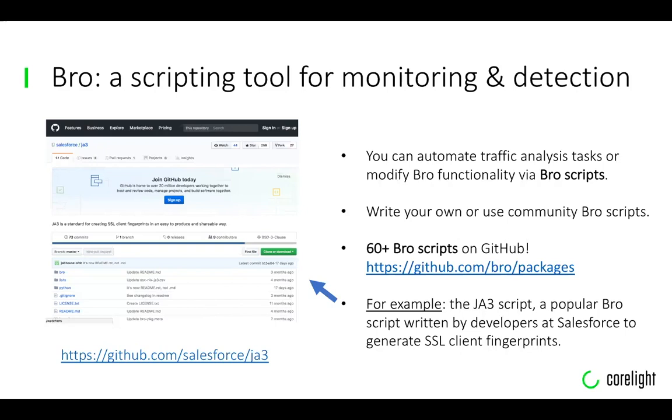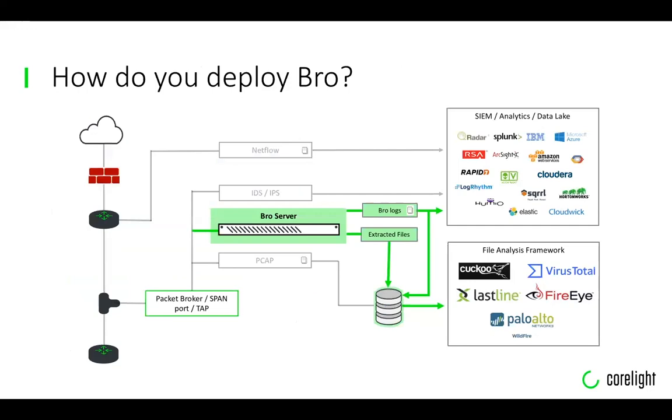For example, there's one script called the JA3 script. It was written by a few developers at Salesforce, and they've used this script to generate SSL client fingerprints. It's a really useful script because it basically allows you to track the use of SSL clients within your environment, and you can start doing things like whitelisting and blacklisting certain SSL clients that you know are bad or you know are good and you want to whitelist. So very helpful script, very popular script among the 60 that are available.